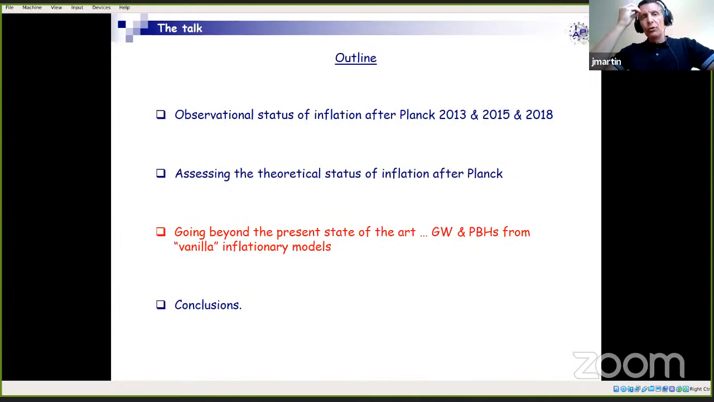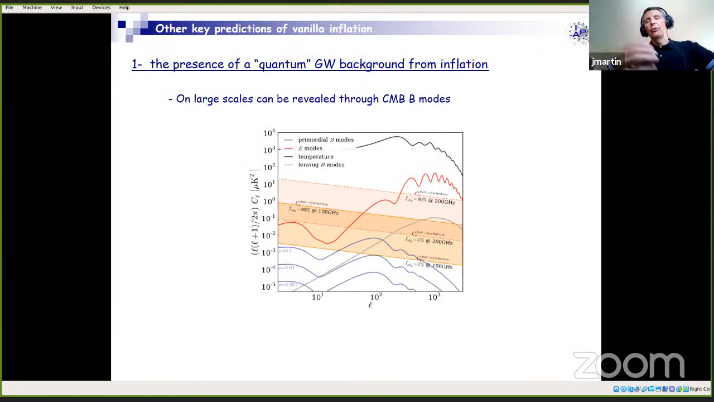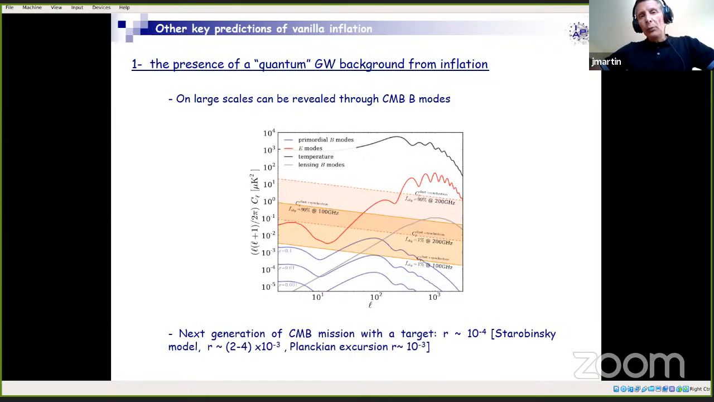So let's come to the last part: going beyond the present state of the art. An obvious way to go is to check a key prediction of vanilla inflation that has not been checked, namely the presence of a background of gravitational waves. One way to go, and this has been discussed at length, is through the measurement of the polarization B modes of the CMB on large scales. So this is one way to go.